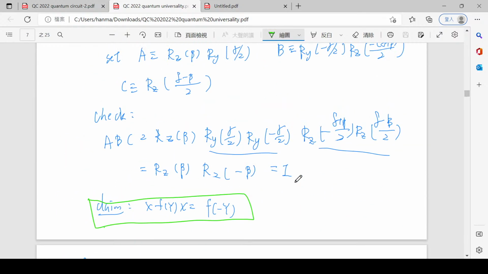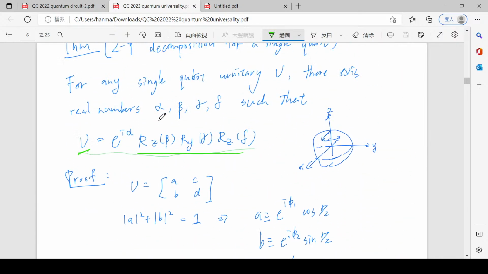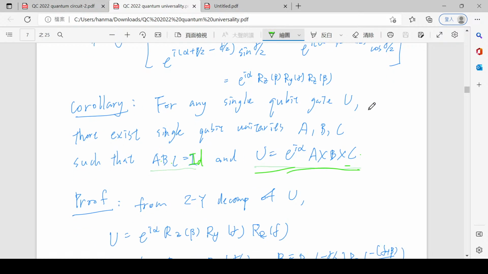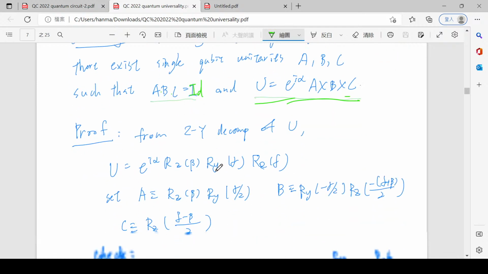So what we are doing is, from this rotation decomposition, we can get our single qubit unitary U into this weird decomposition. U equals e to the i alpha times some rotation A, times sigma x, times another rotation B, times another sigma x, times another rotation C, where now this ABC multiplies to identity. And you can see this is quite directly modified from our previous decomposition.